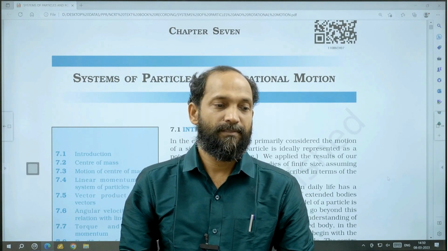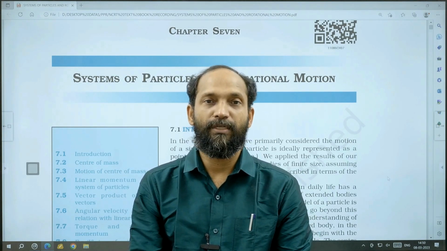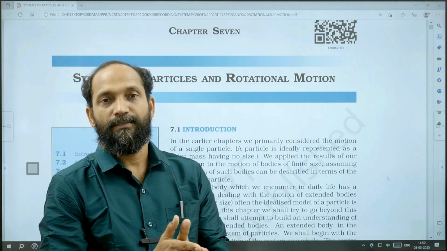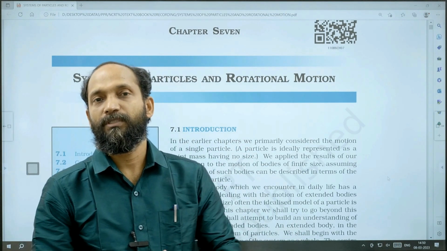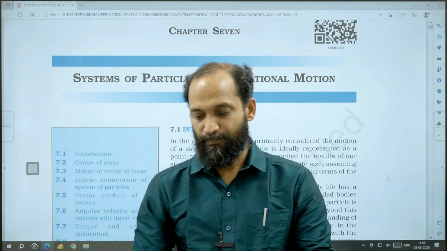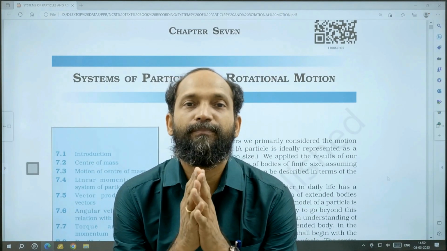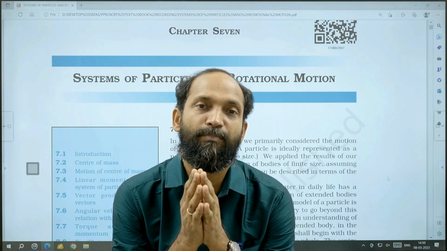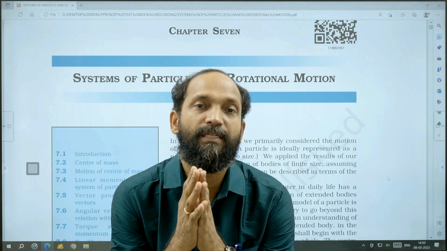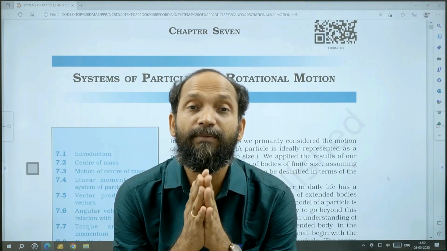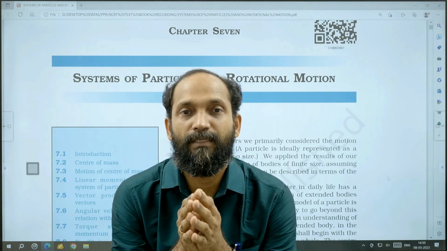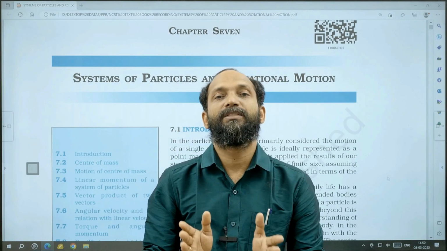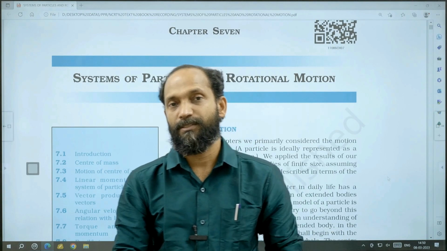Chapter 7, Rotational Dynamics, quick revision. We start with different types of rigid body motion. The first one is pure translation. In pure translation, each of the particles of that rigid body moves with the same velocity, and the velocity of the center of mass of that rigid body is the same as that of each of those particles.